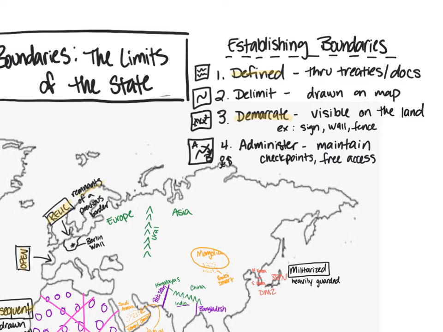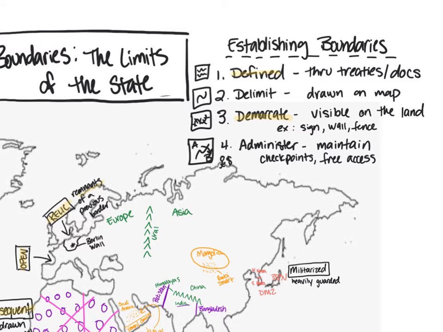Well, you don't have to. Some countries choose to demarcate their borders, which really just means they make that border visible on the landscape. They make it visible on the land, okay? So that can be anything from like welcome signs. You can cross the border into Oklahoma. It says, welcome to the state of Oklahoma, right? They have it in like every state.